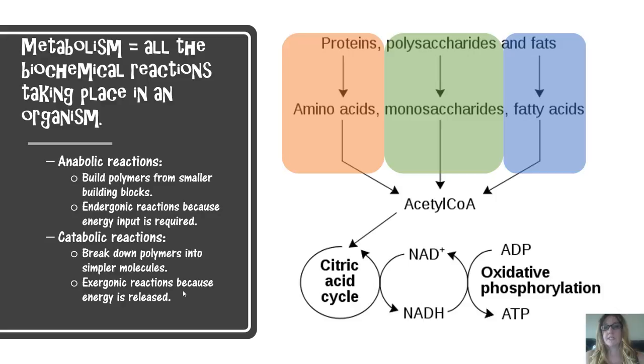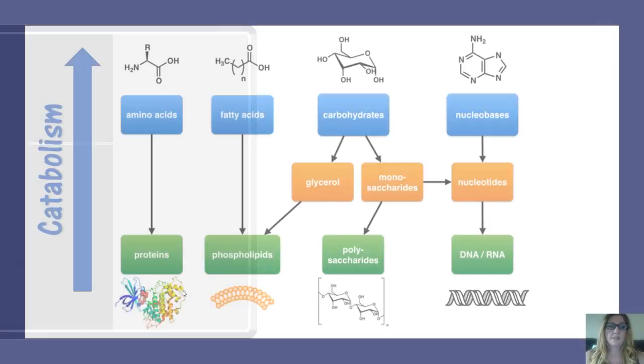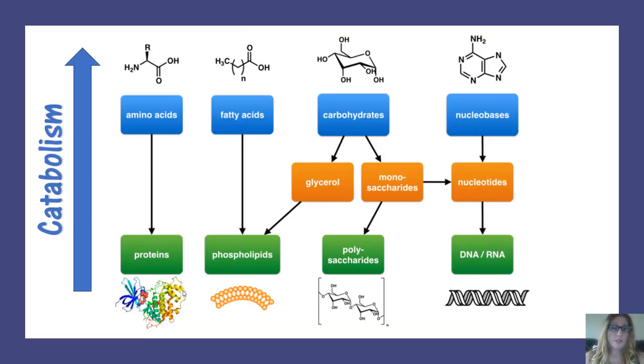So here are just some of the things to keep in mind. We've got proteins that need to be broken down into amino acids. Polysaccharides need to be broken down into individual monosaccharides in order to be catabolized further. Fats need to be catabolized into the individual fatty acids and glycerides. If we're breaking down molecules, like I just said, we have to break it down from its polymer into its monomer, okay?